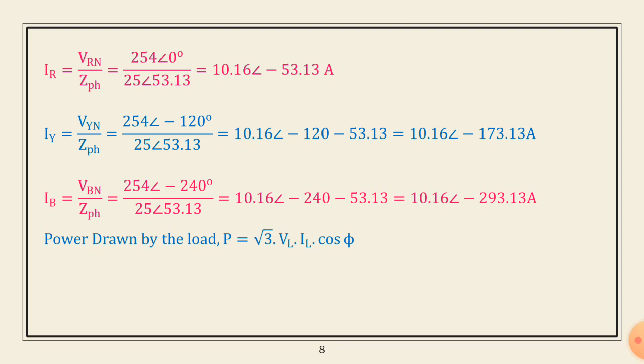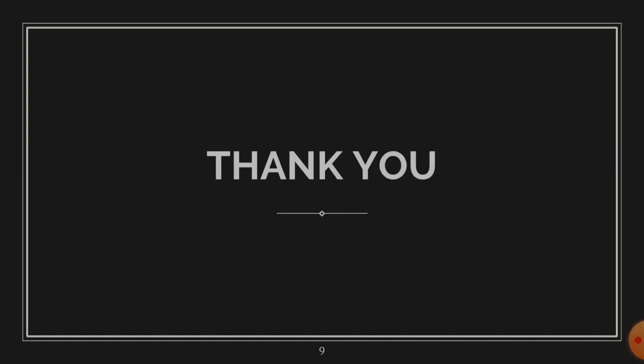Now let us find the power drawn by the load. The formula is root 3 VL IL cos phi. VL is 440 and for IL you can take the magnitude of any of these three currents, which is 10.16, and the angle is 53.13. From the impedance value you can take this angle, and the answer is 4645.78 watts. Thank you.